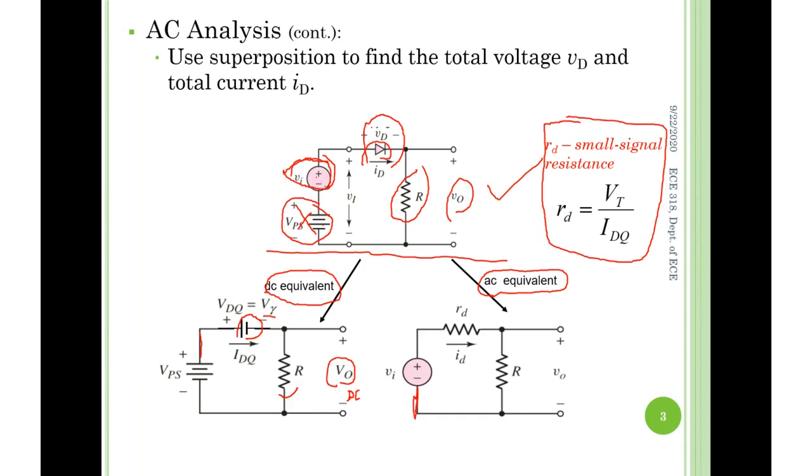Diode DC model is a voltage supply with a voltage value of V gamma, and the AC small signal model is what? Is a resistor with resistance value of VT over ID. Let's take a look at this formula. Who is the denominator ID? Anyone knows? DC, small signal model. What is it, Kevin? DC current. Excellent. Very good.